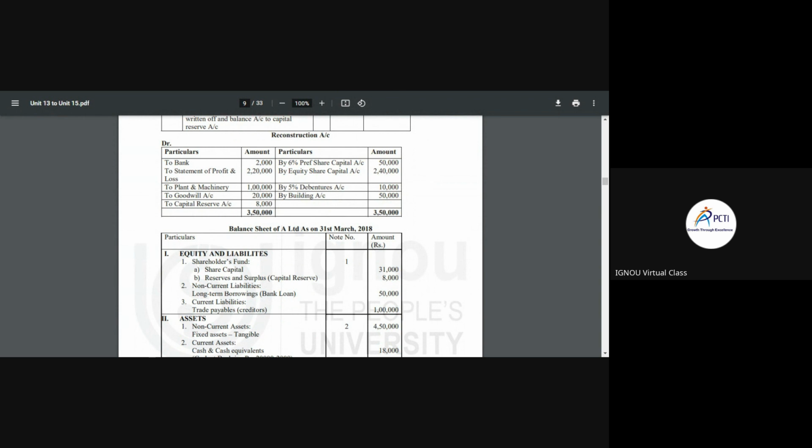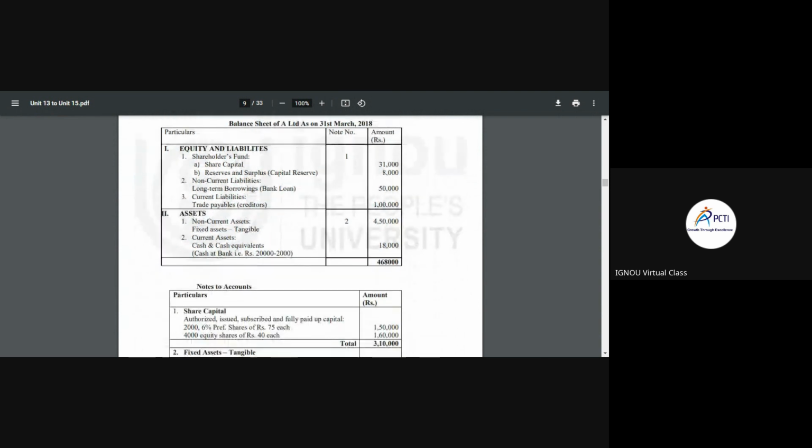After that, we need to make the balance sheet of A Limited as on 31st March 2018. So here we have the balance sheet that we need to make, the equity and liabilities. First of all, we will write the shareholders' funds, in which we need to add the share capital, reserve and surplus, that is capital reserve. Then we have non-current liabilities like long-term borrowing, bank loan 50,000. Then we have current liability, trade payable, creditors 1 lakh.